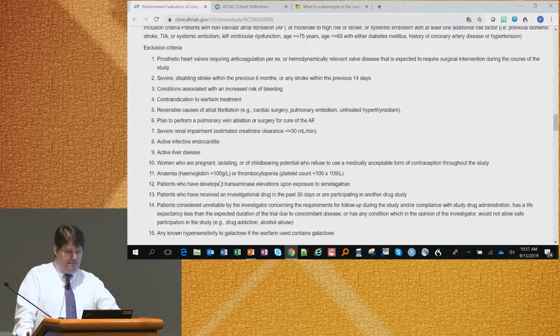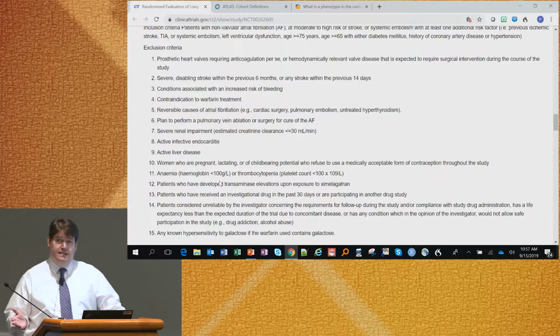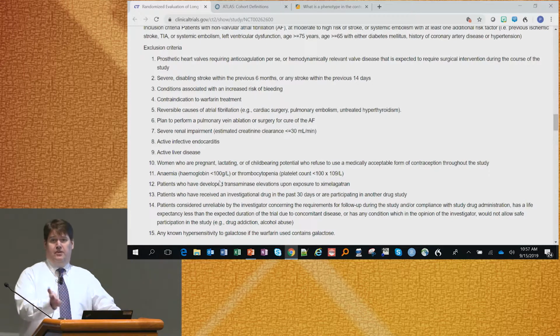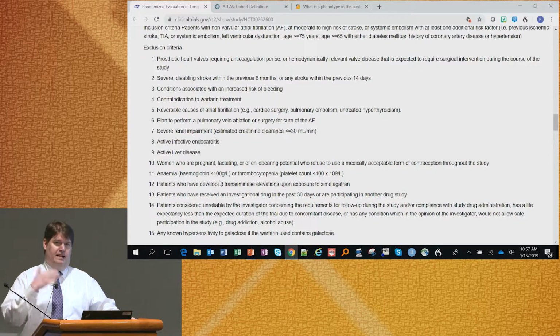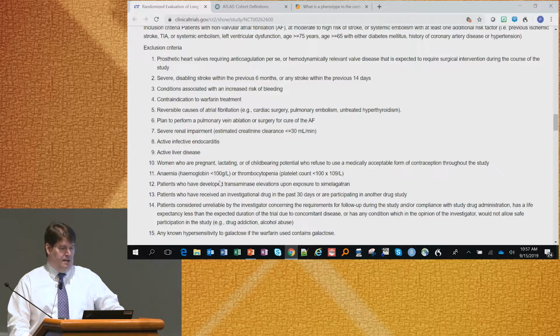Women who are pregnant or of childbearing potential who refuse to use a medically acceptable form of contraception. Half of this, we could say if you're pregnant, you're out. So no pregnancy. But the notion of refusing to use contraception, that may not be captured unless we have some kind of survey data that they would state that they would never use contraception. But for this, we can go as far as to say, exclude people who are pregnant.